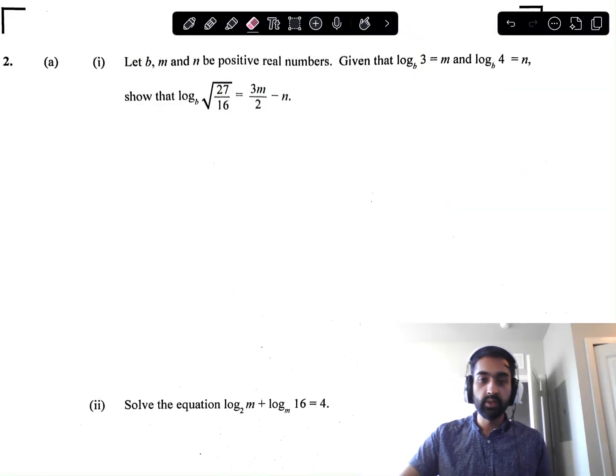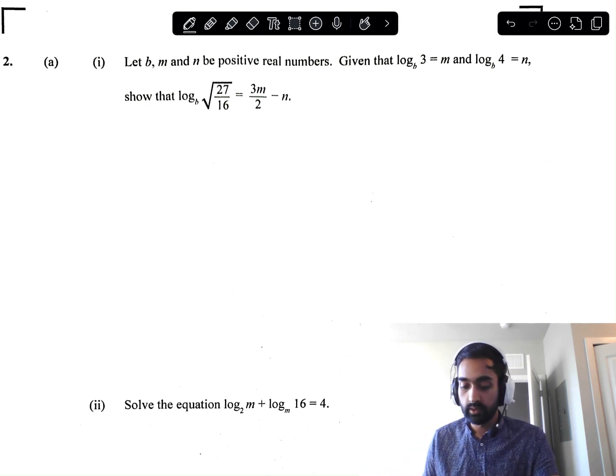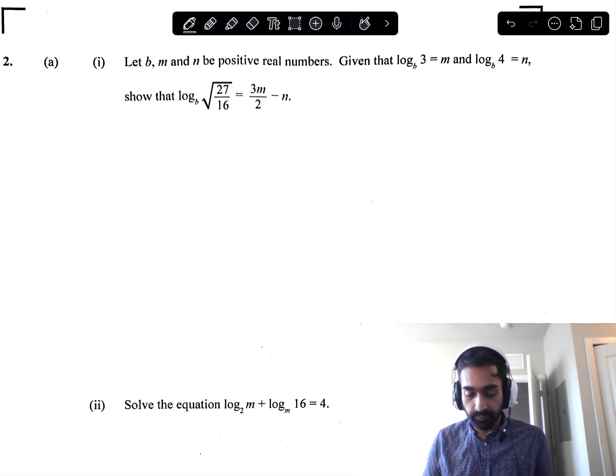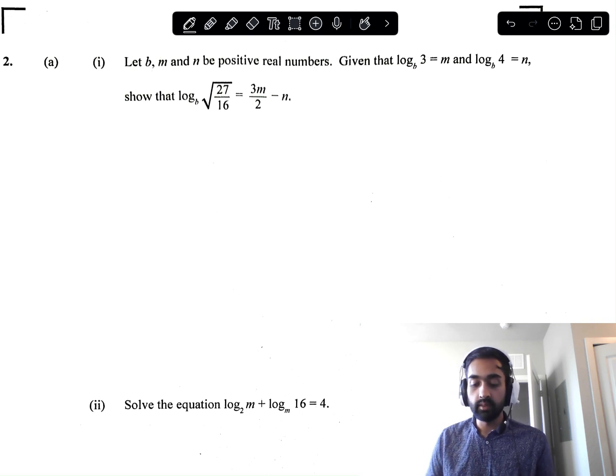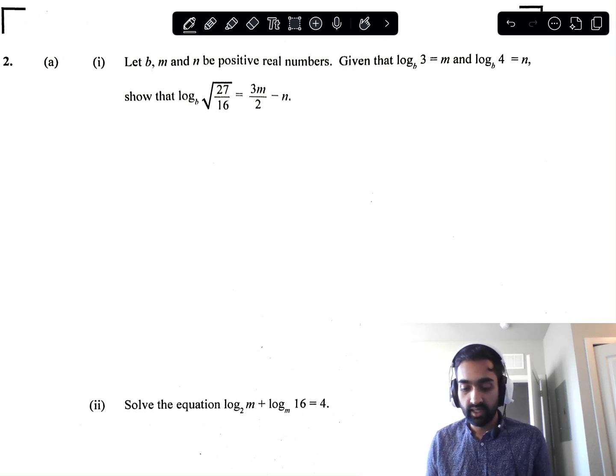Hello, in this video we solve question 2 of K Pure Maths 2025 Unit 1. So part A reads: let b, m, and n be positive real numbers, given that log base b of 3 equals m and log base b of 4 equals n. The first part asks us to show that log base b of the square root of 27 over 16 equals 3m over 2 minus n.